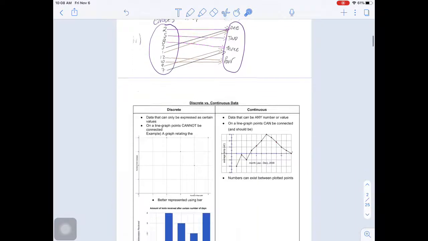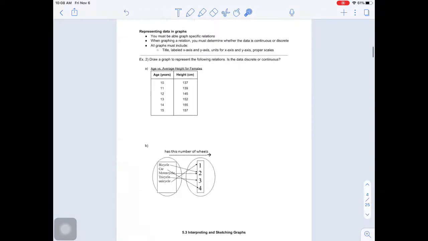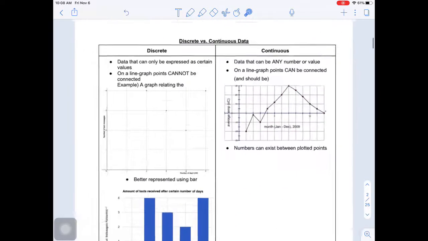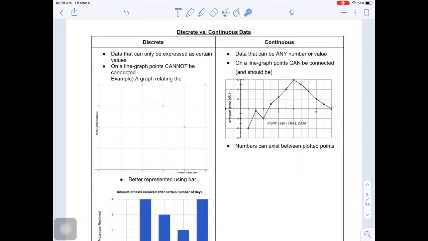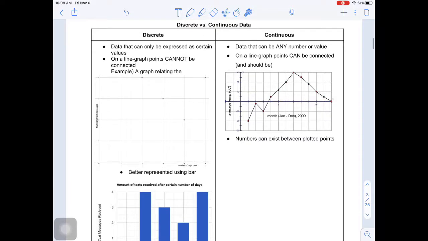Okay, so the last thing I want to hit on is, actually not the last thing, we have a few more to go here, and that's okay. Let's talk about discrete and continuous data. Okay, so this is something you may have already talked about in previous grades or come across in your everyday life. But what is the difference between discrete and continuous data? So discrete is data that can only be expressed as certain values. So usually we deal with just integers, like 1, 2, 3, 4, so on and so forth. The important thing to understand is on a line graph, they cannot be connected because what we're talking about doesn't exist in between the 2 points.